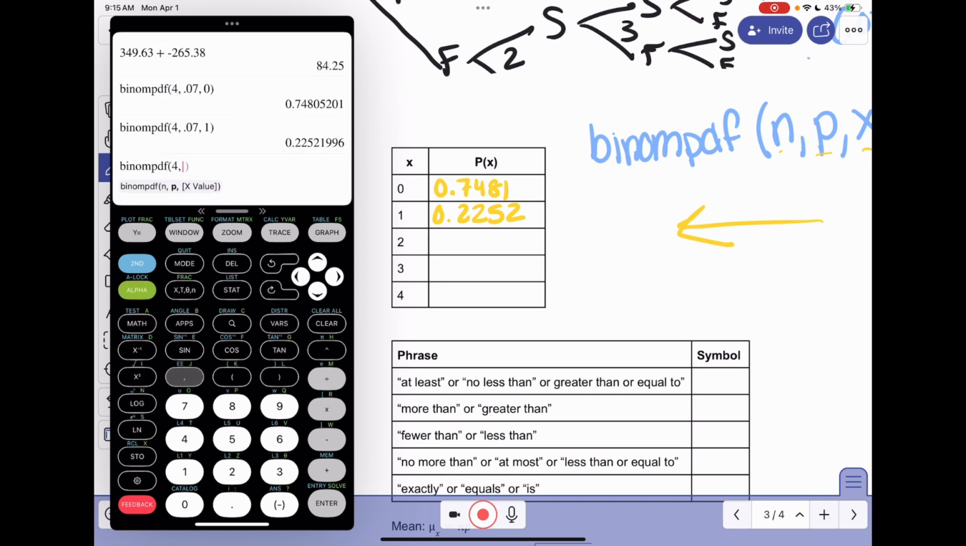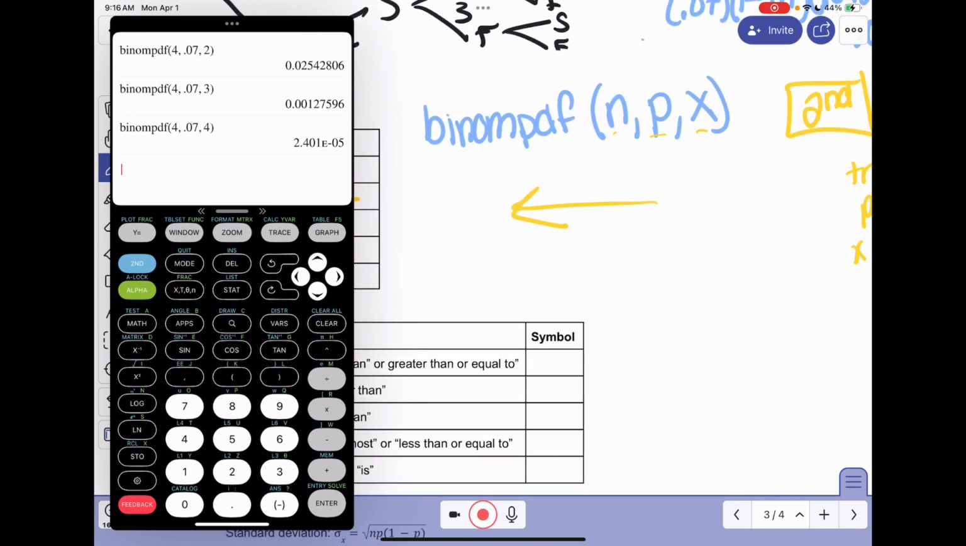So 4, 0.07, 2, 3, 1, 3, and then 4. So here we get 2.401 e to the negative 5. That's the same as scientific notation. It's saying 2.401 times 10 to the negative 5th, which moves our decimal place 5 times this way.